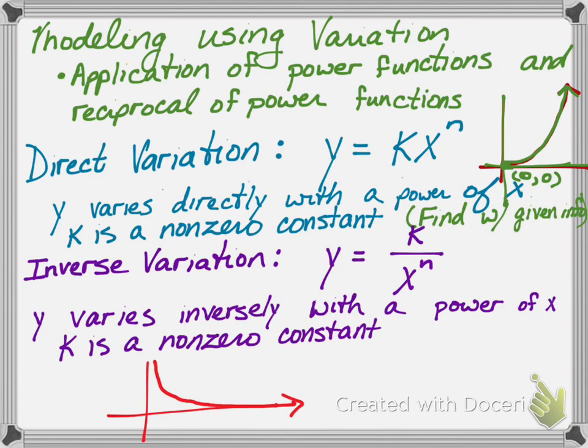So these two examples that we just did are showing us a relationship for variation. There is direct variation, where y equals k times x to the n, and inverse variation, or indirect variation, where y equals k divided by x to the n power. We use any given information to solve for k.